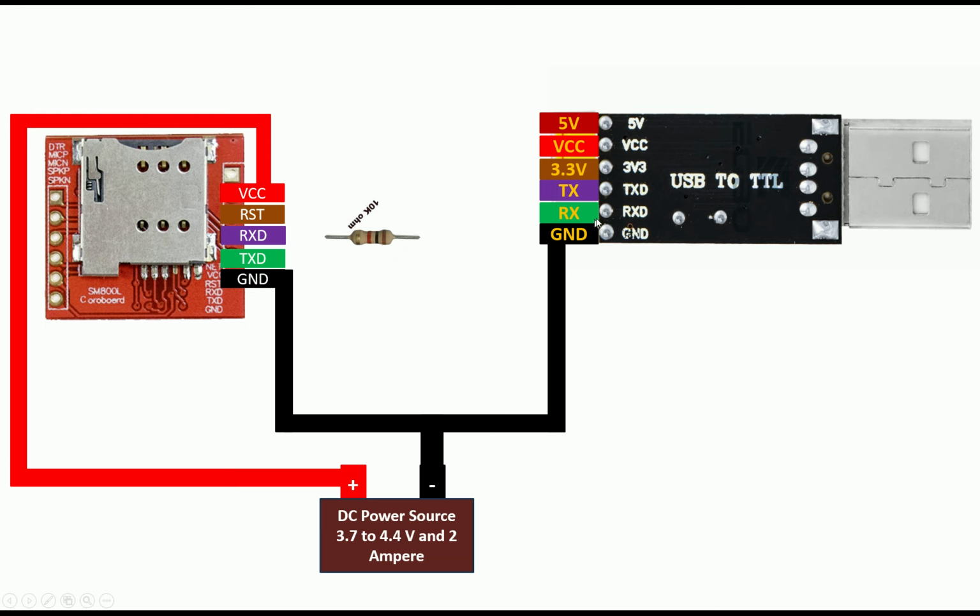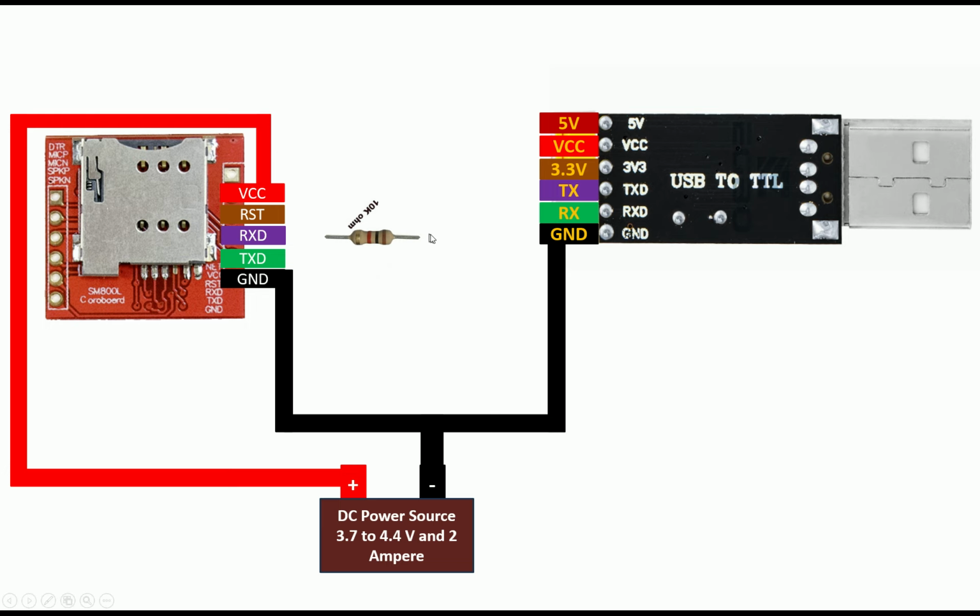Now what you have to do is convert the 5 volt coming from your microcontroller or USB to TTL device to 3.3 volt. So the transmission from TX to RX should be 3.3 volt for the Sim800L module. Now to do that, there are various techniques. There are low voltage level shifter ICs also available in the market.